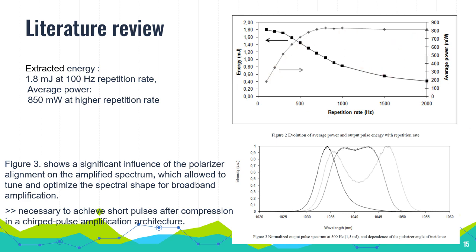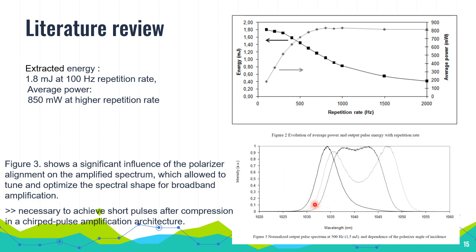So the achieved extracted energy is as high as 1.8 millijoule at 100 hertz repetition rate. It's because the fluorescence lifetime of 2.4 milliseconds of the crystal explains a decrease of the output energy for a repetition rate higher than 300 Hz. And the maximum average output power is reached at 800 Hz. It's due to a complex interplay between storage time and amplification time.